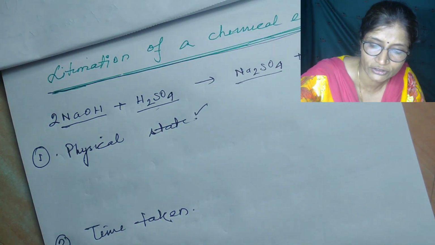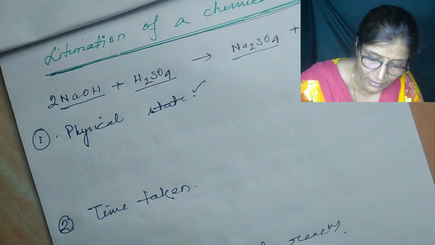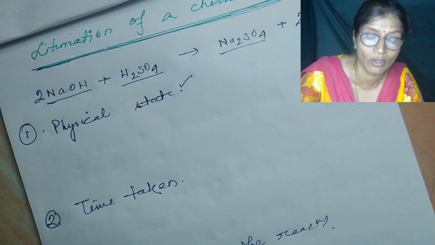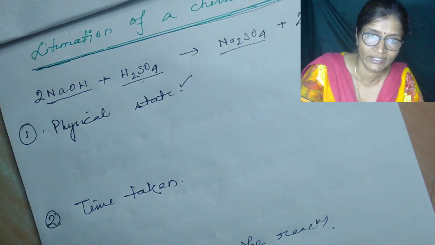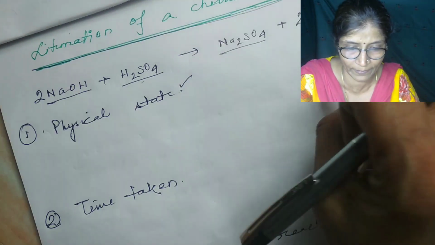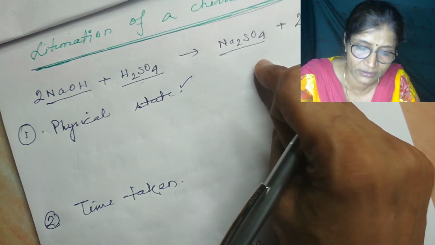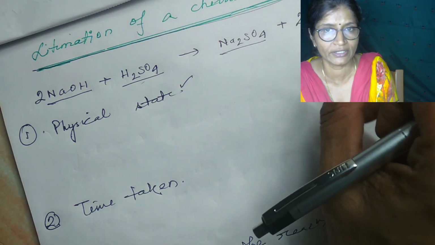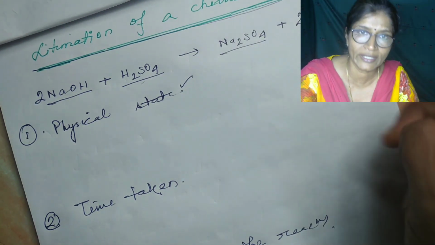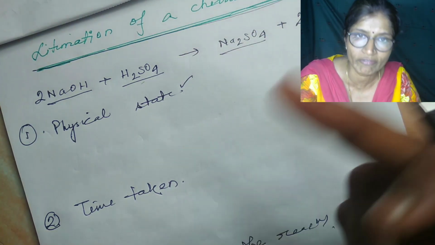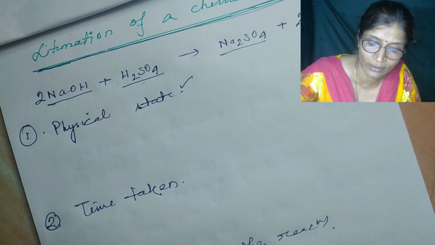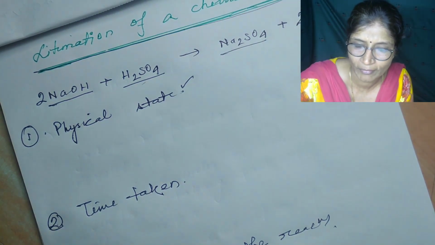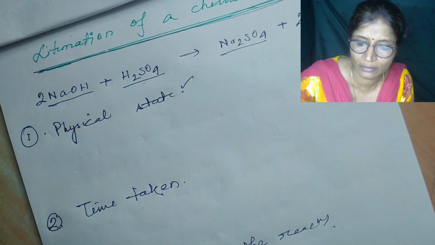Now next is the rate of the reaction. Even here we will not get the idea about the rate of the reaction. Rate of the reaction means whether the complete reaction will take place within 5 minutes or 10 minutes, whether it is a slow reaction or a fast one. So, the rate or speed of the reaction.